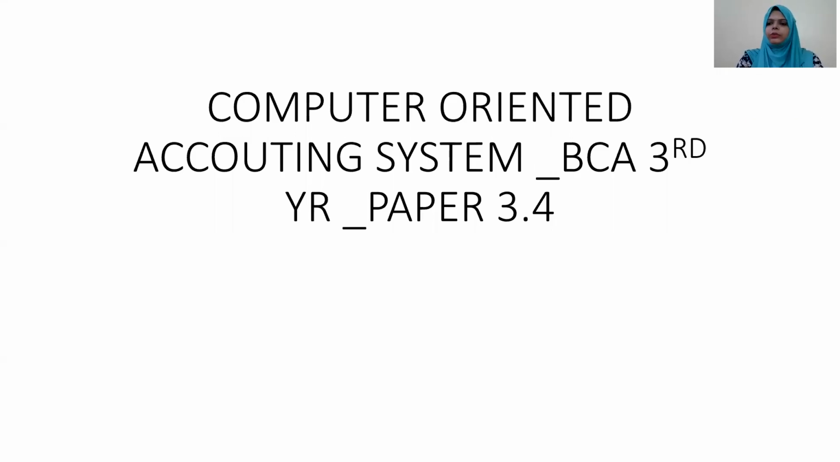Let us commence with the subject of COS, that is Computer Oriented Accounting System. In the previous video, we studied the journal entry. Before writing a journal entry, we need to identify a transaction. To identify a transaction, first we need to understand what the transaction is meant for, meaning what the transaction is trying to say and how it reflects in a business.